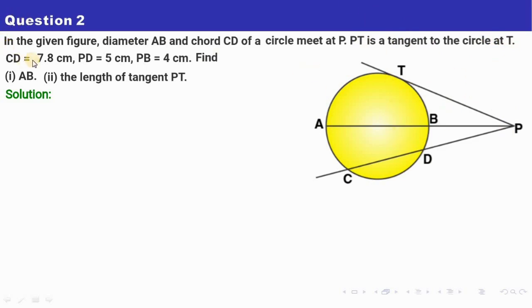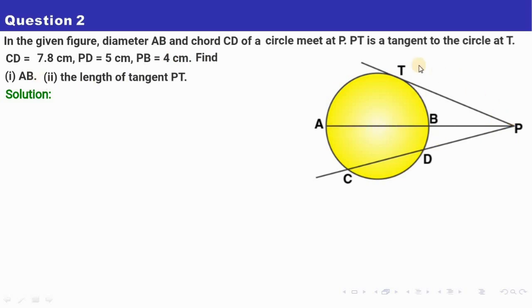So let us see what are the things that are given to us. CD is given to be 7.8, so this length is 7.8. PD, from here to here, is given to be 5, and PB is given to be 4 centimeter. First we need to find AB, so let us quickly find AB.